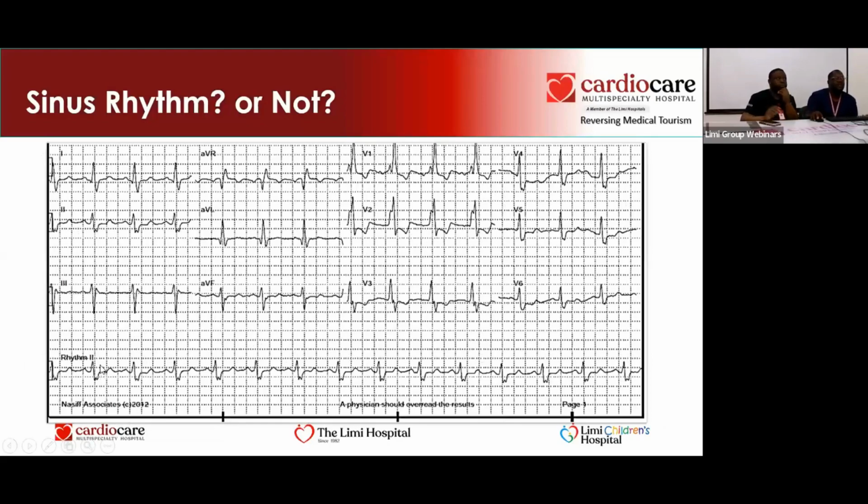Let's count. Let's look at this. This is 1, 2, 3 and a little. This is 1, 2, 3 and a little. 1, 2, 3 and a little. We can say the RR intervals are regular.